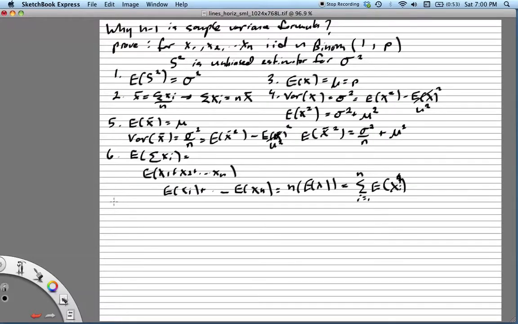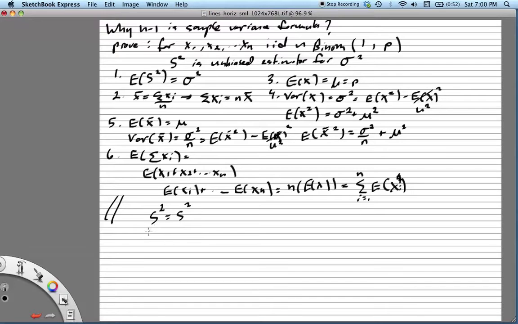I'll start off with something non-controversial. Surely you would agree that the sample variance, I'm going to write it here. Okay. Surely you would agree that the sample variance is equal to itself.